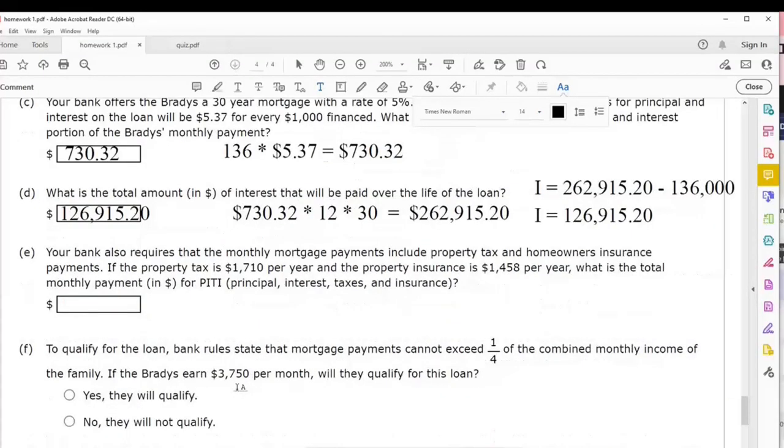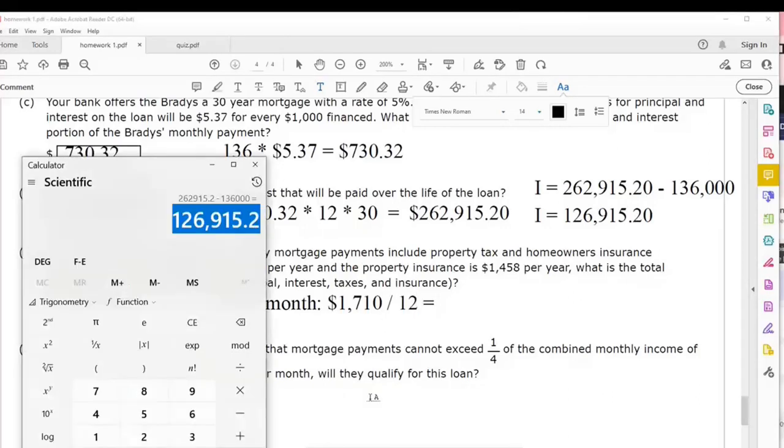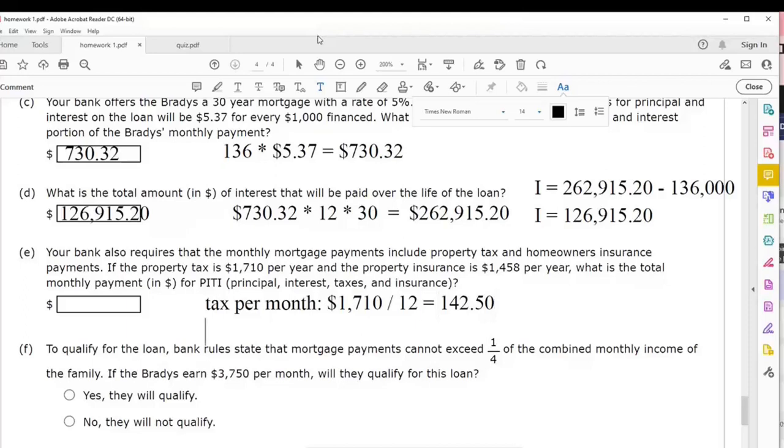Then part E says your bank also requires that the monthly mortgage payments include property tax and homeowners insurance. So right now, we're paying $730.32 a month, but then they want us to add in the tax and insurance. They tell us how much the taxes and insurance are per year. We want to find out how much it is per month. Tax per month is $1,710 divided by 12, because we want that in terms of months instead of years. That's $142.50 per month for taxes.